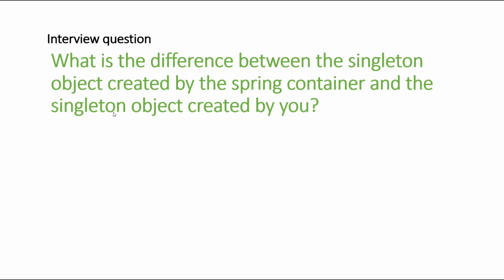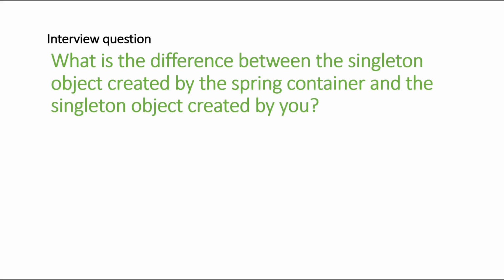Throughout the application means what is the life cycle of it? It will be one per JVM, we can say. When the JVM is shut down, then the Singleton object will be destroyed. And here, when the Spring container is closed, then the Singleton object is destroyed, right? And the Singleton object created by me will be destroyed when the JVM is shut down. That means the Singleton object created by me is a single instance per JVM, and the Singleton object created by the container is a single instance per container.